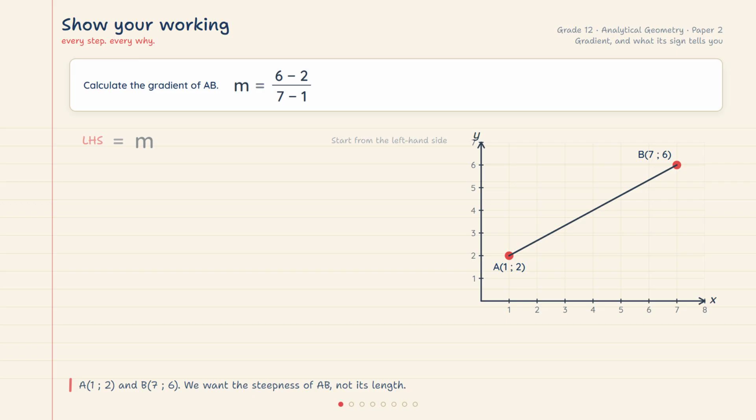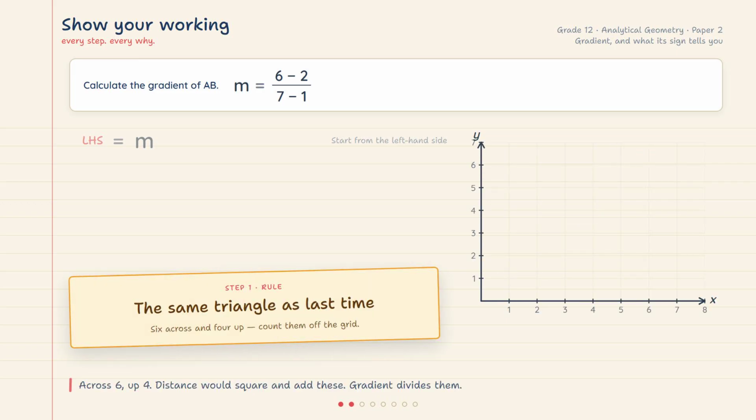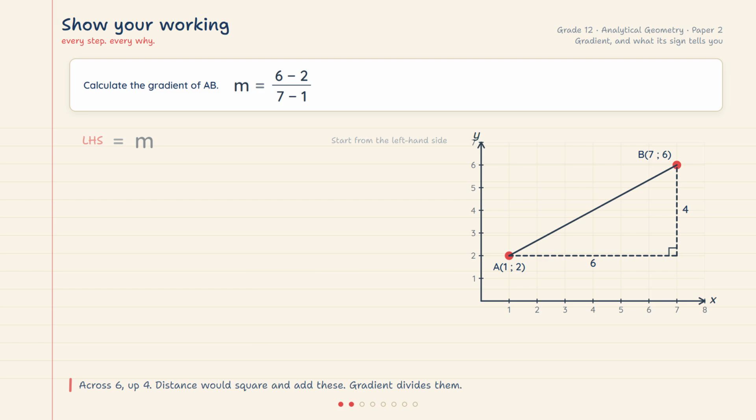Distance adds the across and the up. Gradient divides them. A is at 1, 2. B is at 7, 6. Draw the same right triangle you drew for distance. Go across from A, then up to B. Across is 6, up is 4.